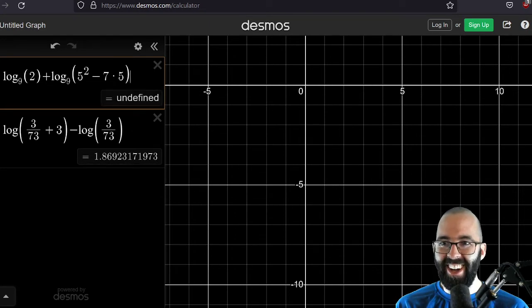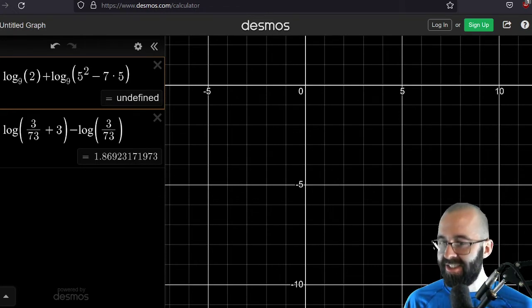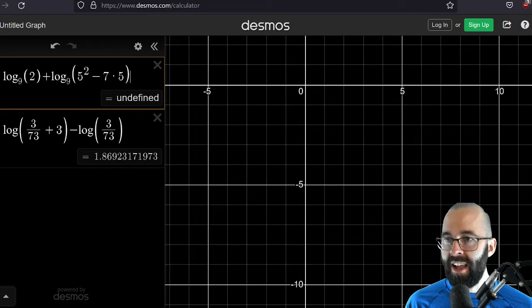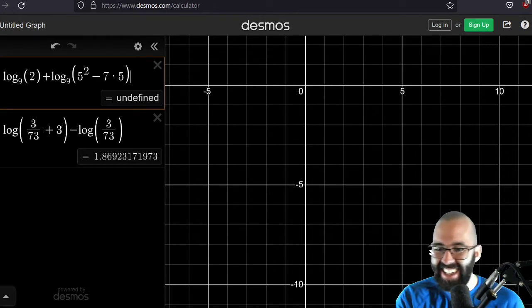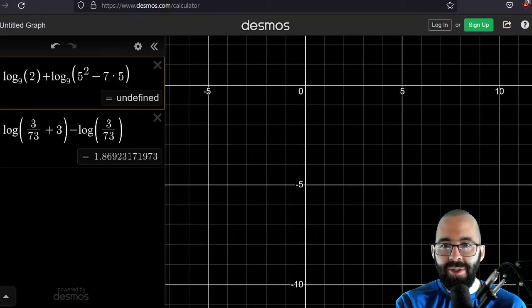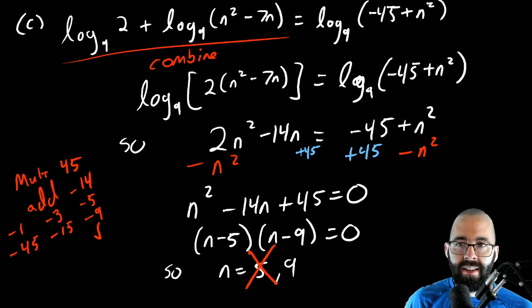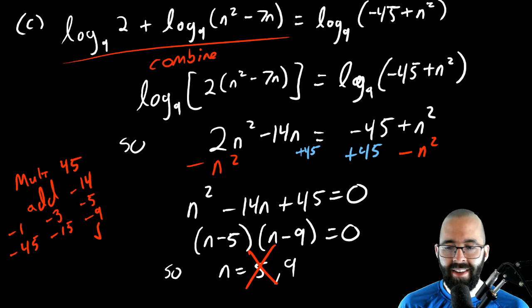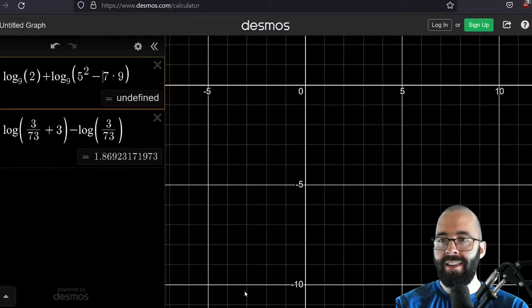What? Uh-oh. Did I type this in right? Log base 9 of 2 plus log base 9 of n squared, n is 5, minus 7n, which is also 5. Yeah, it is not in the domain. Trash it. Throw it out. 5 is not a solution because it's not in the domain. We can't plug in 5. That gives us a logarithm of a negative number. Good thing we checked.